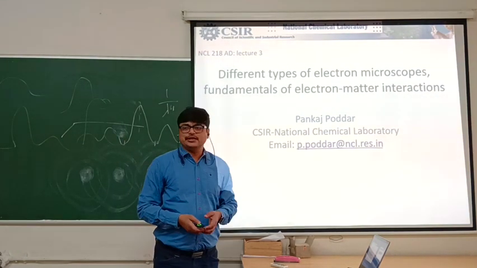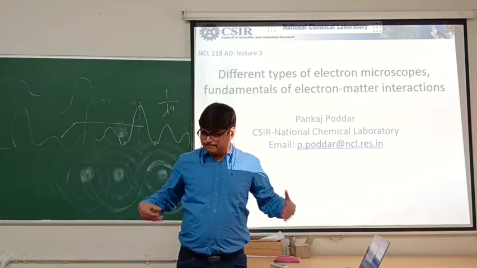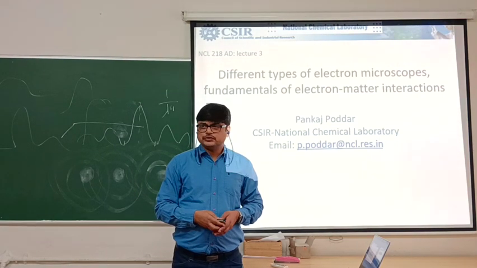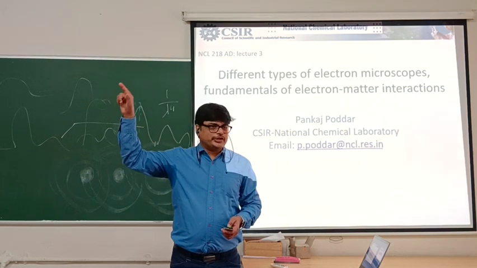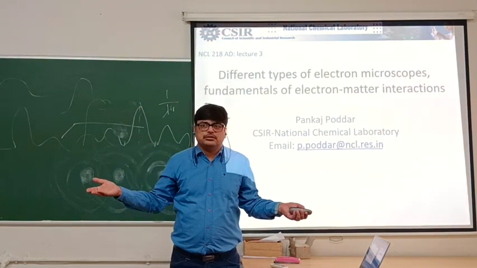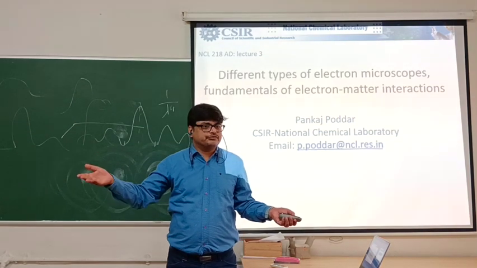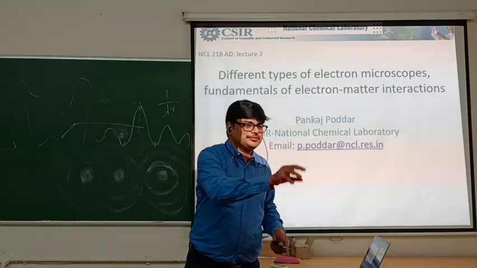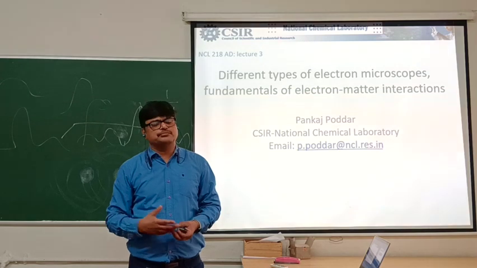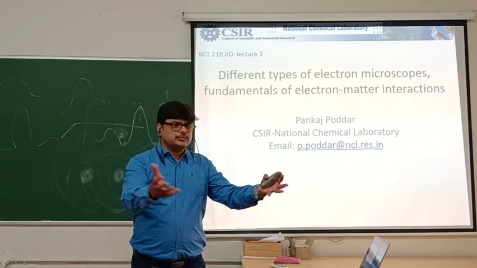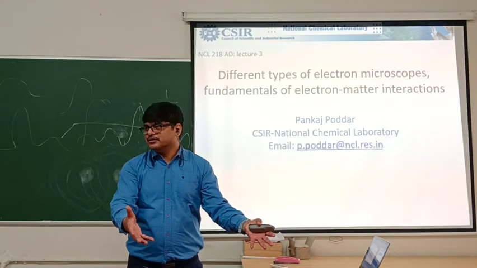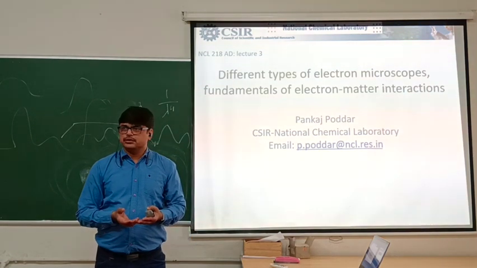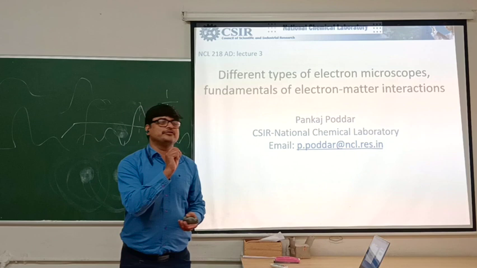The resolution of my scanning will depend on how fine my beam is, how narrow my beam is, right? So then the diffraction limit of lambda by 2 does not come into the picture here, because I am not using a diffracted beam. I can make my electron beam narrower and narrower and focus it on a few atoms, or one atom, probably not here at NCL, but at least a few atoms, a very limited area, at least 1 nanometer. Then I can get pointed information.